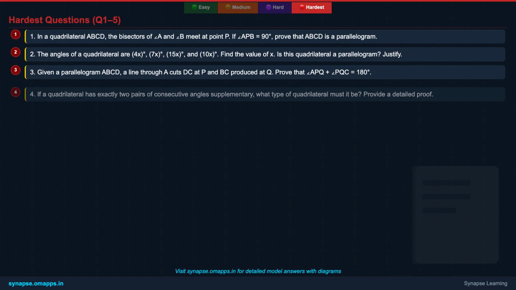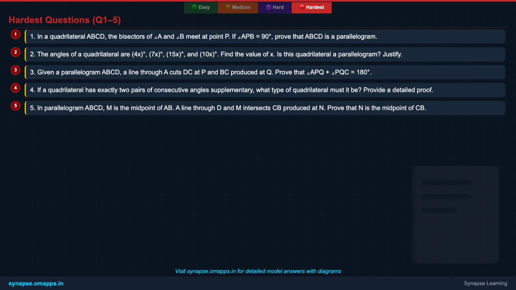Alright, masterminds. Here are the first 5 questions for the hardest level. These problems require deep thinking, multi-step solutions, and possibly the integration of concepts from other chapters. Read carefully, plan your approach, and show your complete reasoning.